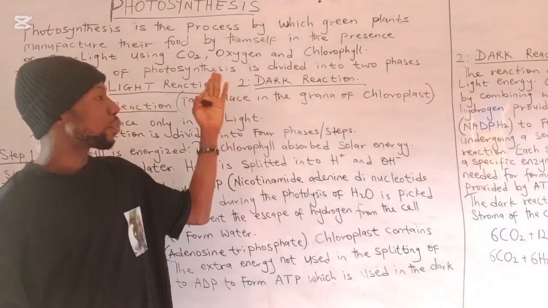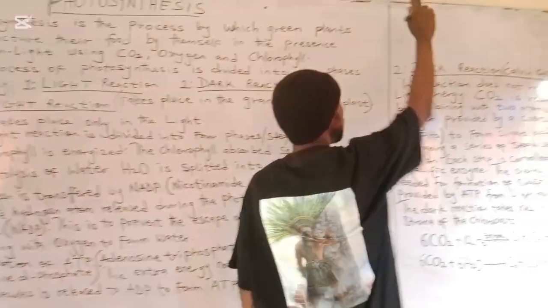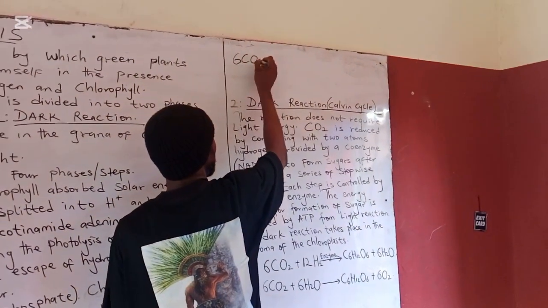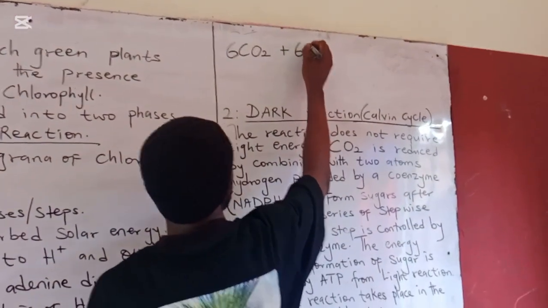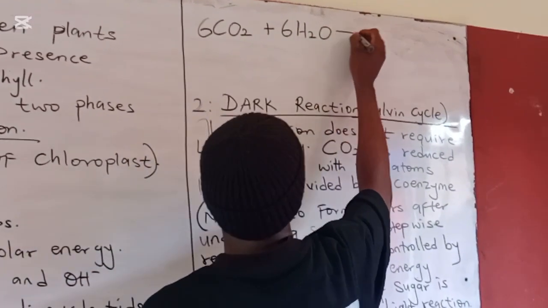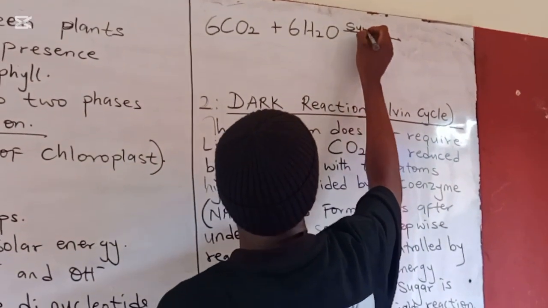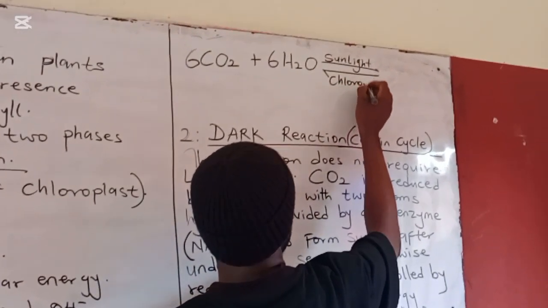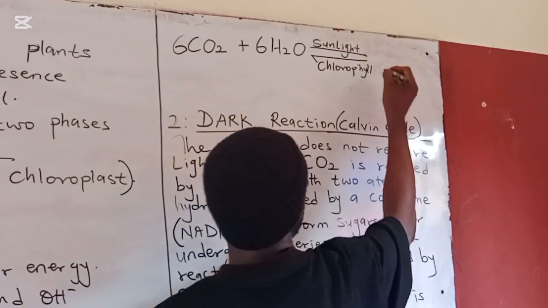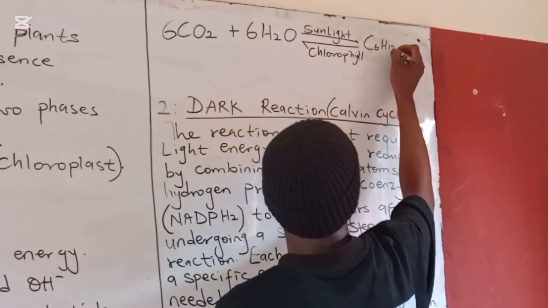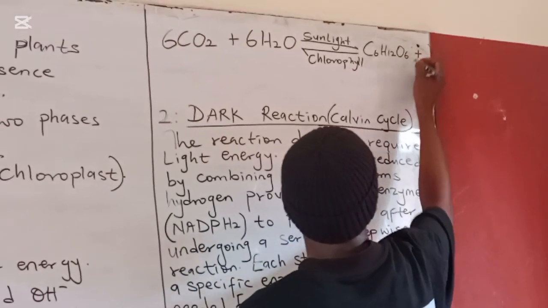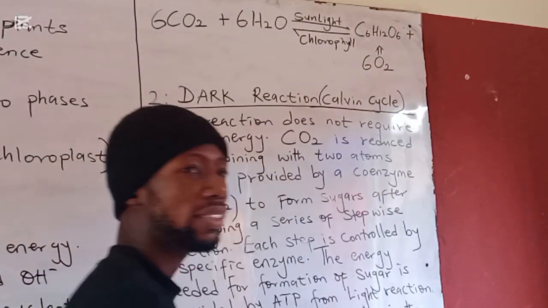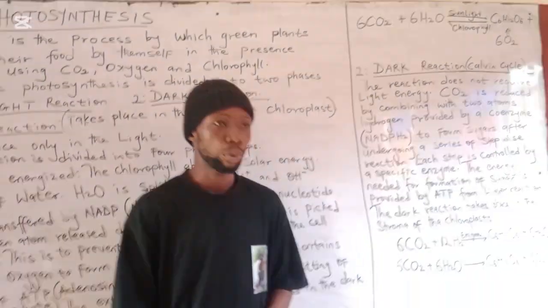Now, you can also define photosynthesis on the whiteboard as the series of stepwise reactions between 6 molecules of carbon dioxide plus 6 molecules of water in the presence of sunlight, using chlorophyll to produce glucose and 6 molecules of oxygen gas, which is given off as a waste product.